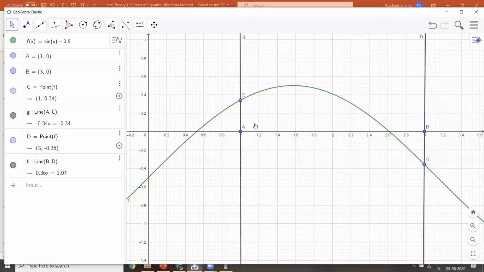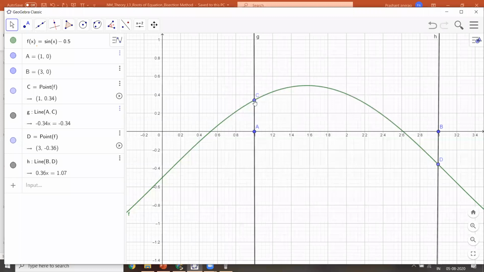See, this point is nothing but x1 comma y1, or f of x1. So if I see this line, this is positive, so that means if I put the x1 value in the function of x, I'll get a positive value. Second thing, this is my x2, this is x2 comma f of x2. So if I put the x2 value in my function, I'll get a negative value. So from this we came up with one equation.